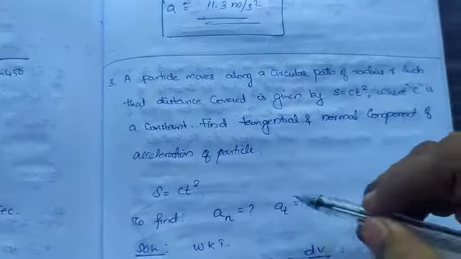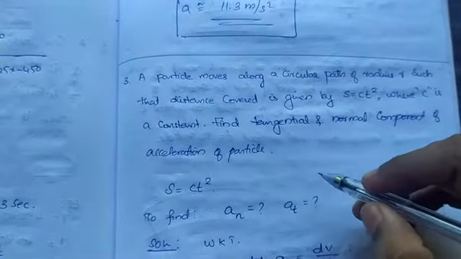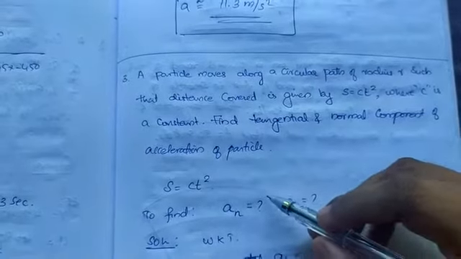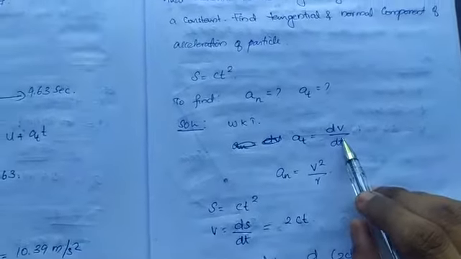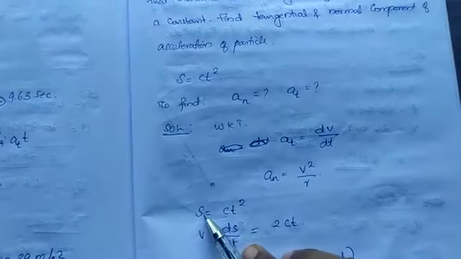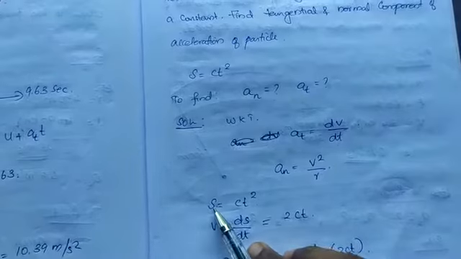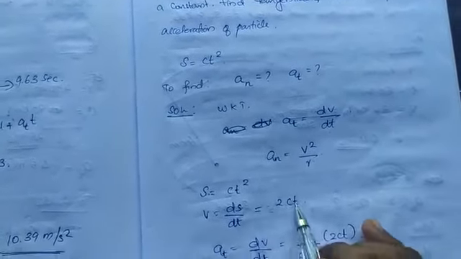That's all. aT is dv by dt, and aN is v squared by r. Okay, so for that, aT is dv by dt, aN is v squared by r. Since you have been given s, you need to differentiate it. v is ds by dt, which becomes 2ct.